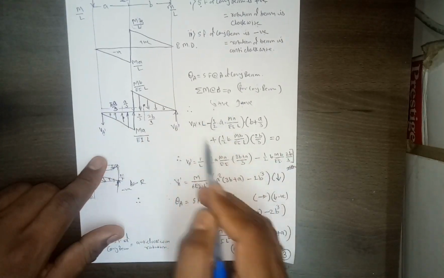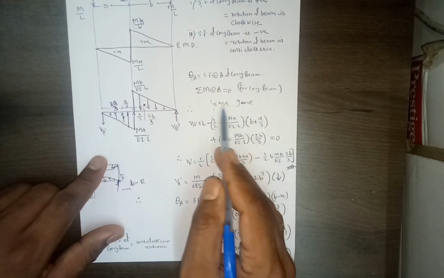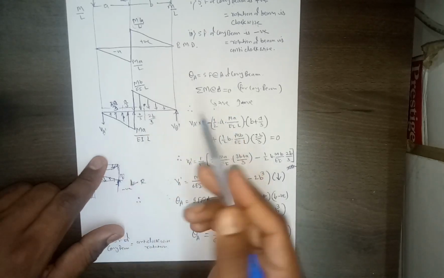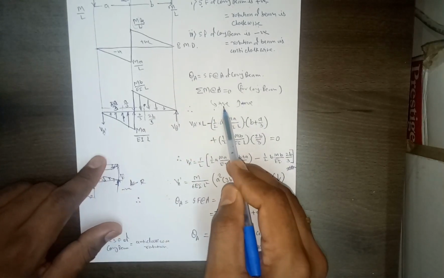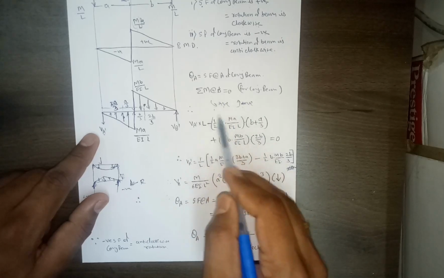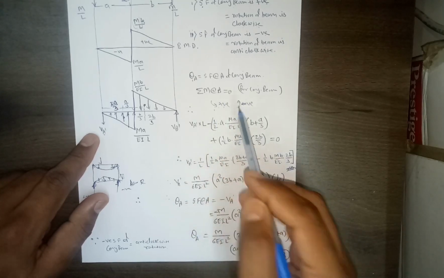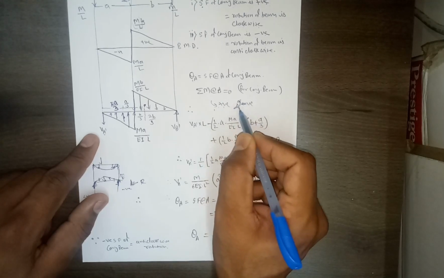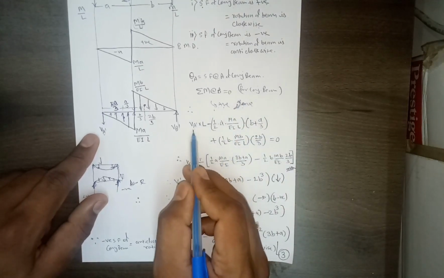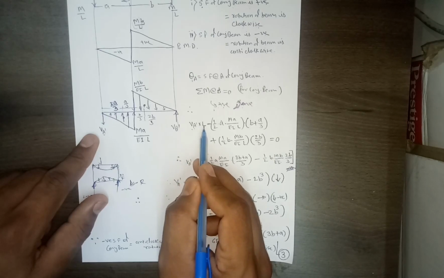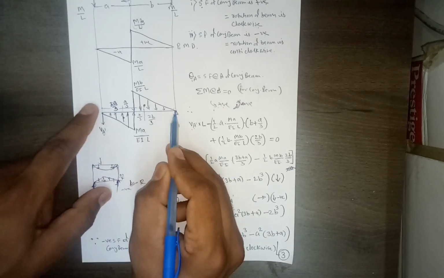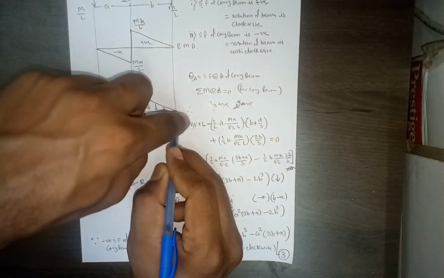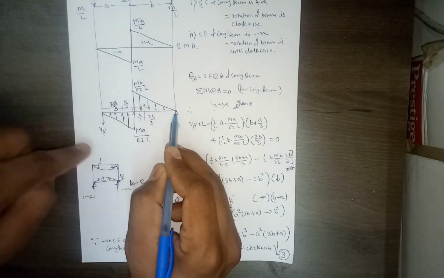But for reaction calculation, you are free to assume either clockwise, anti-clockwise, positive or negative. So here I am assuming anti-clockwise moment as positive and clockwise moment as negative. So therefore VA dash into L. So we are taking moment about this B point, so this distance into this moment.